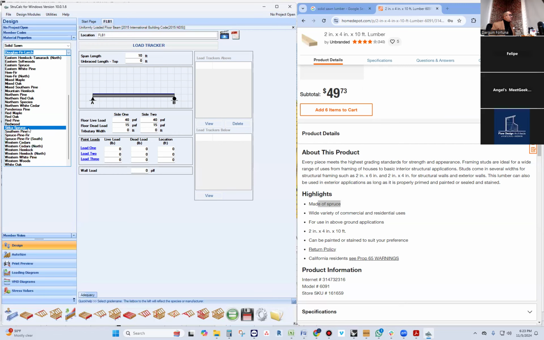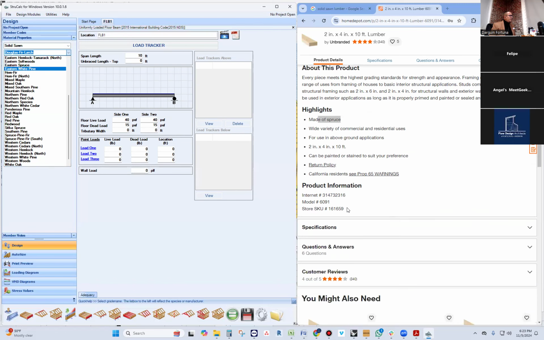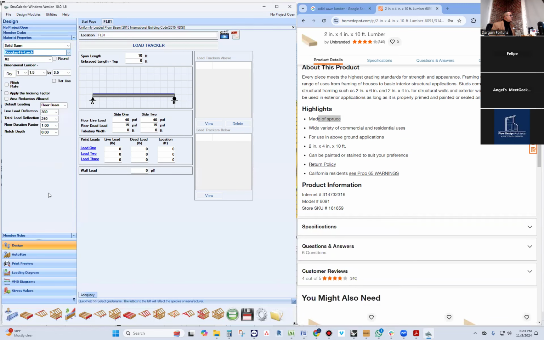So each species of wood behaves differently depending on the conditions, like the way it's built, the way it grows. Each material is different. So we use a lot of Douglas fir because it's very popular. But in this case, this one is a spruce. So the first tab is what kind of material we're going to use. And we're focusing on solid sawn right now.